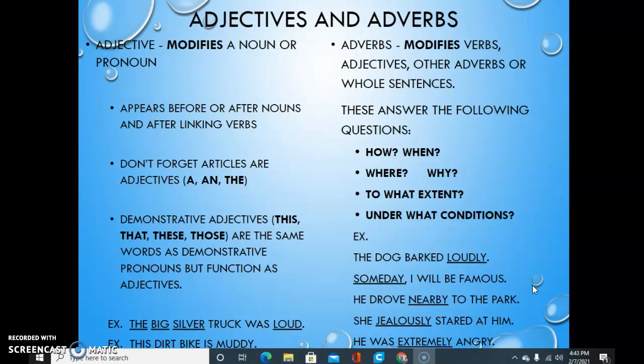At this point, you're going to move into an exercise, practicing your adjectives and adverbs. And then you will move on to your other tasks to complete for the rest of the period.